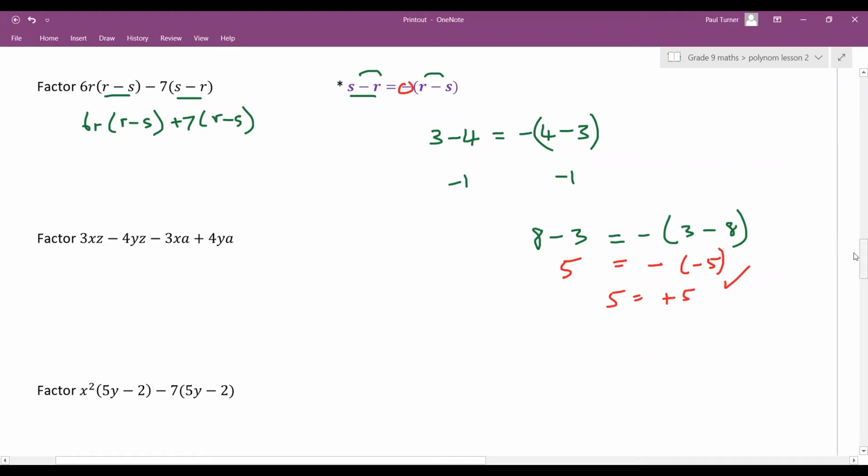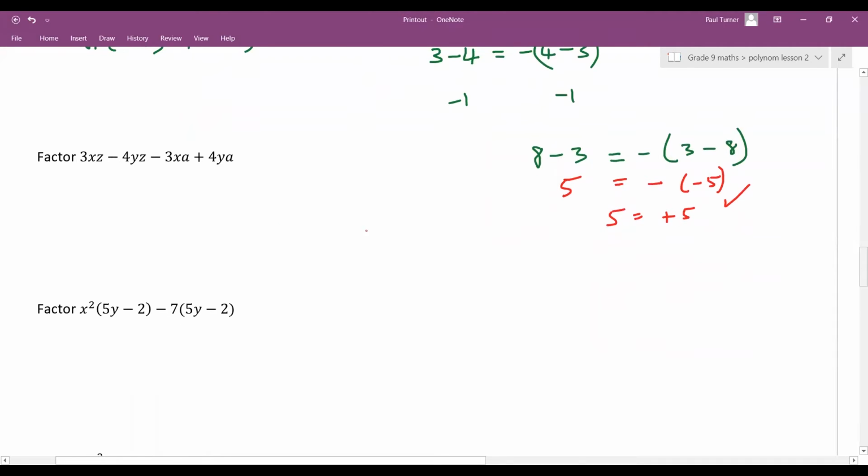Okay, but the question that you're going to see a lot of is this kind of question where you have 4 terms. So the first thing you do, underline the first 2 like that, then underline the second 2 like that. And then we look for a common factor here. So you've got 3xz minus 4yz. You can see here that z is the common factor.